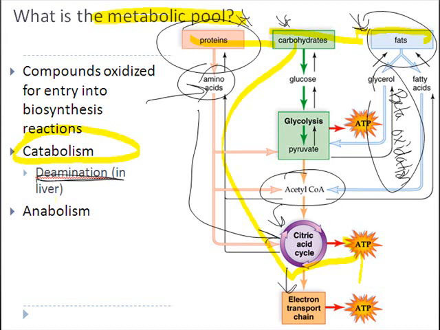You will remember the opposite of catabolism is anabolism, and this is where we take smaller building block molecules and we join them together to make a larger molecule. For example, if we took a bunch of individual amino acids and joined them together to make a polypeptide chain.